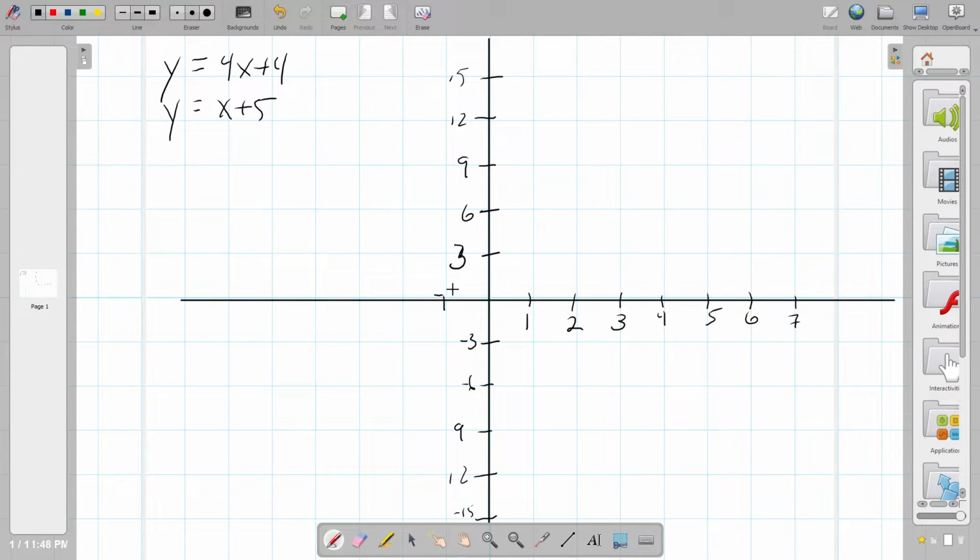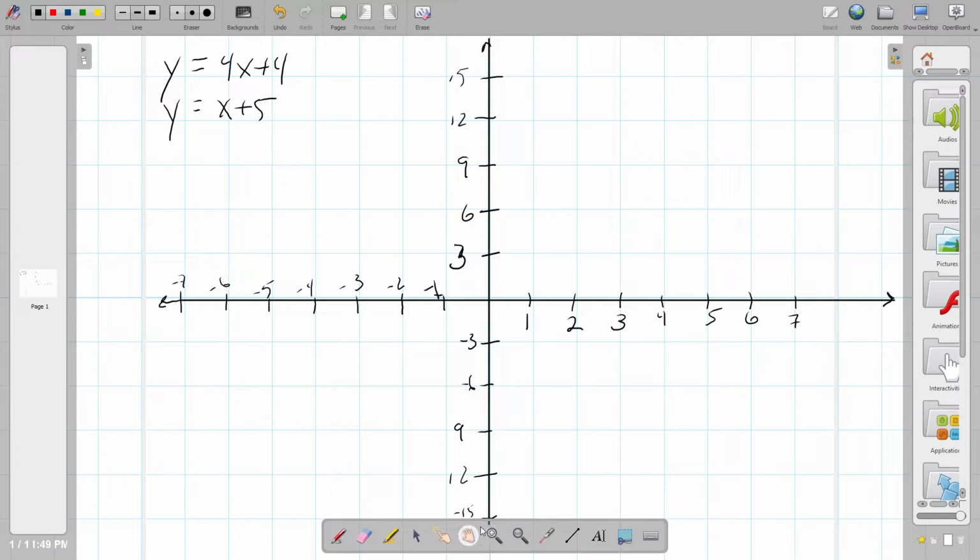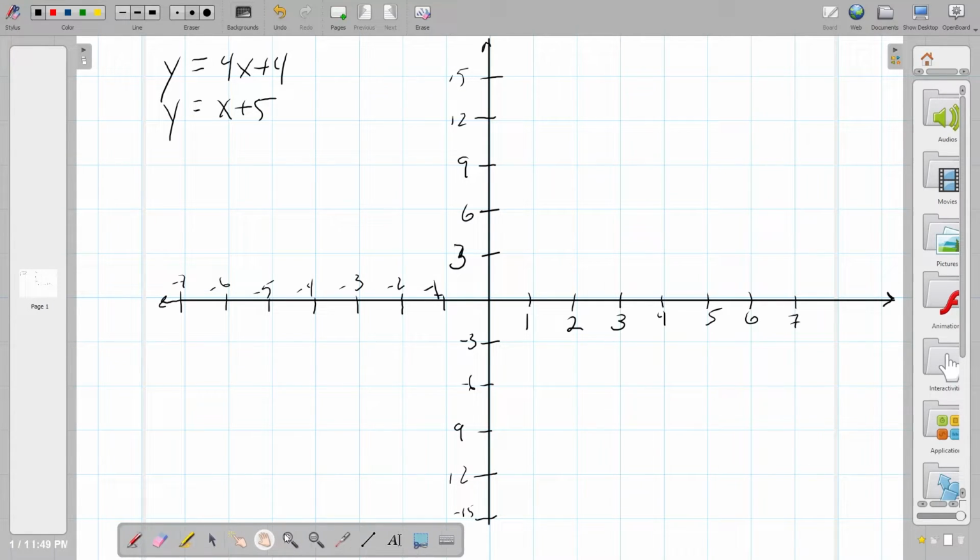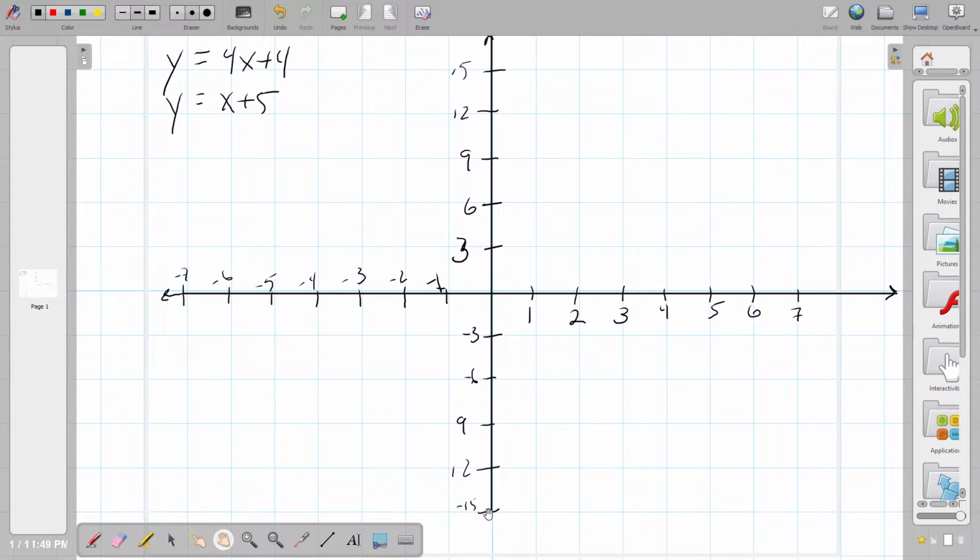Then we have negative 1, negative 2, negative 3, negative 4, negative 5, negative 6, negative 7. And now we'll just continue on. Ooh, that was cool. Okay. So we have these two lines.